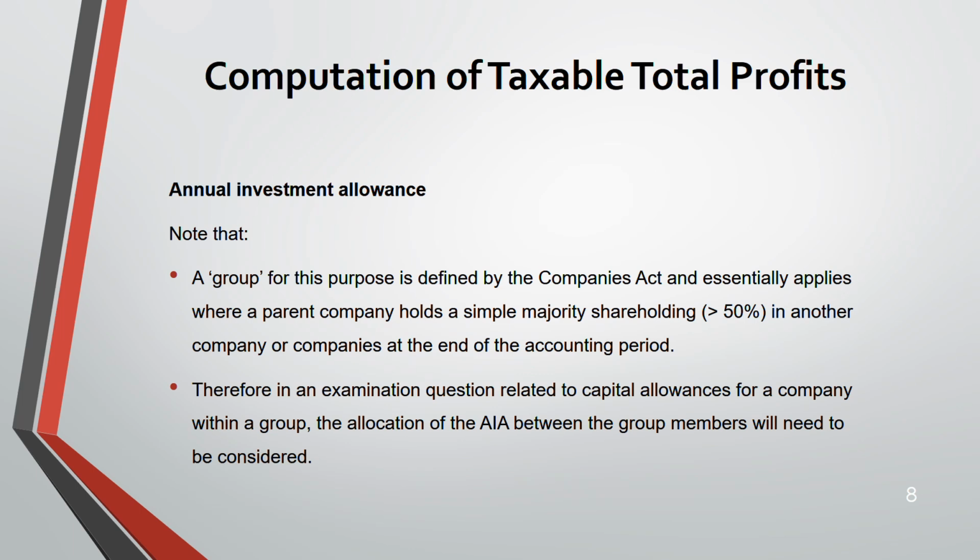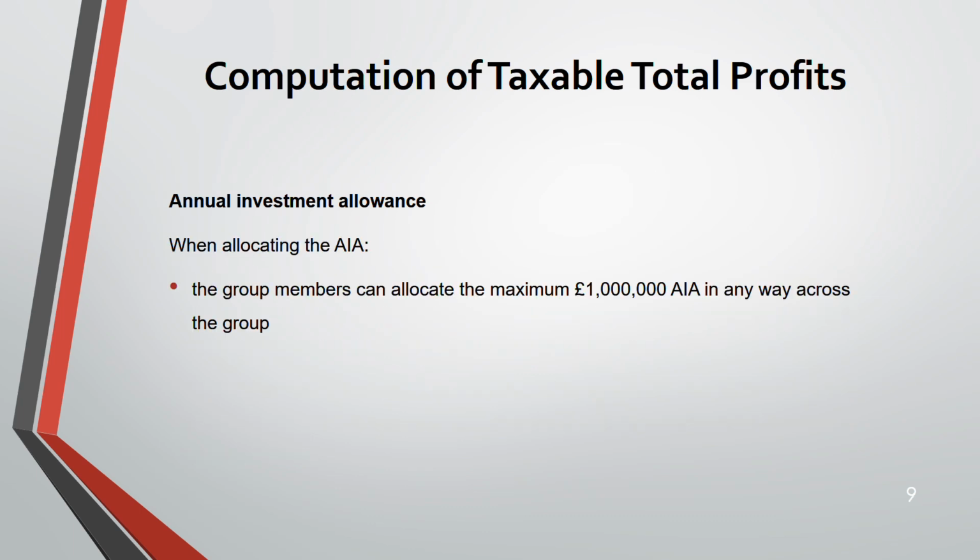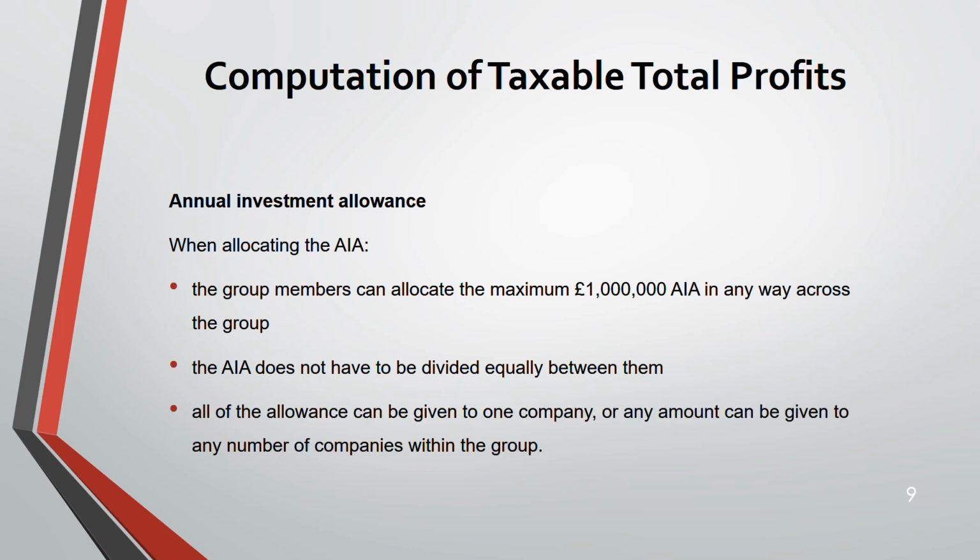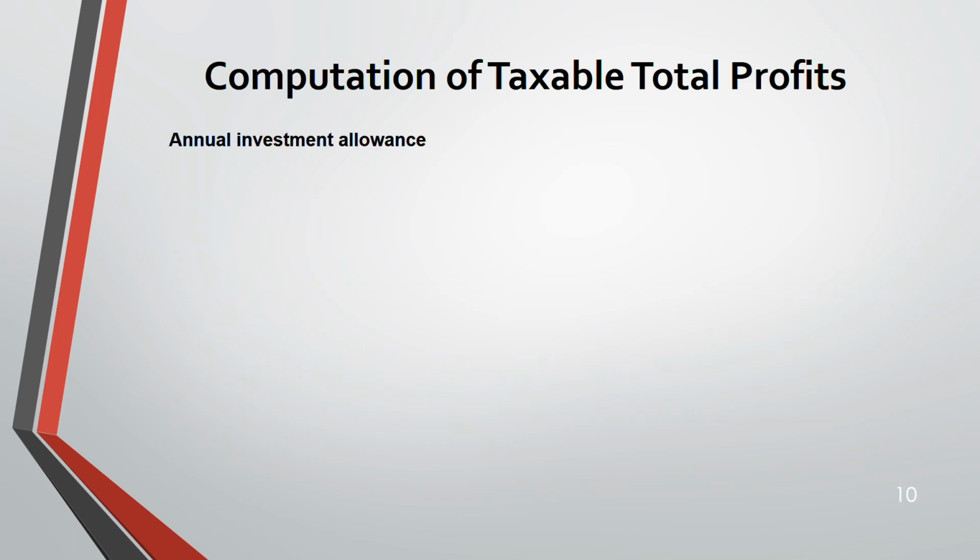Therefore, in an examination question related to capital allowances for a company within a group, you have to allocate the AIA between the group members. You have to see whether they are group related companies or not to allocate AIA. When you are allocating AIA, you can allocate the 1 million in any way. AIA does not have to be divided equally between them. Some can have 700,000, some can have 300,000, some can have 100,000 each. There is no fixed choice. Even all of the allowance can be given to one company. Okay? Or any amount can be given to any number of companies within a group. There is no limit to it. You are very flexible in that.